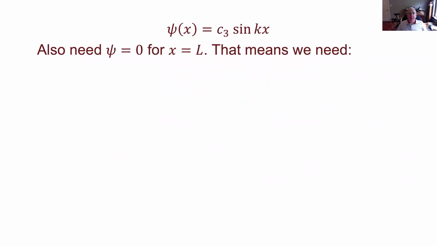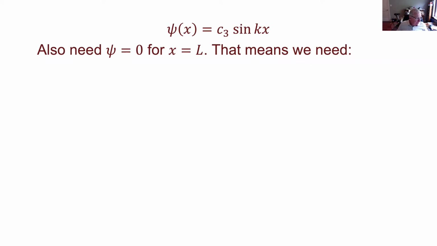So we know that psi of x can be written like this, C3 times sine kx. We also need psi to go to 0 when x is equal to L. We don't want C3 to be 0, because if C3 is 0, then the wave function is 0 everywhere. Then in fact, I just don't have a particle. If the wave function is 0 everywhere, there's no probability of ever finding the particle, meaning it just doesn't exist. I want a particle in my box.